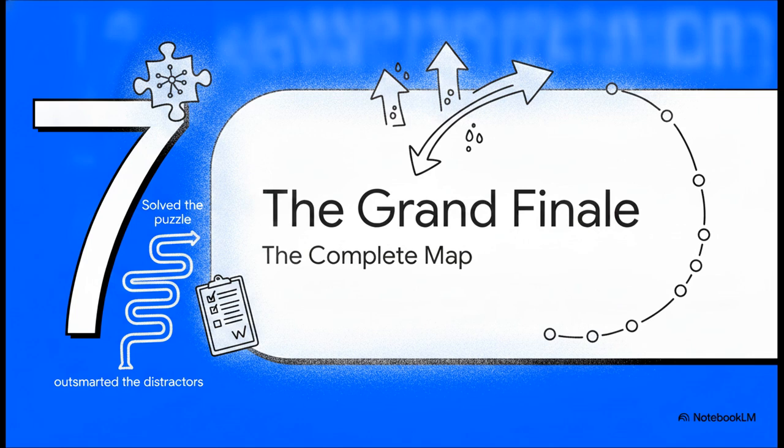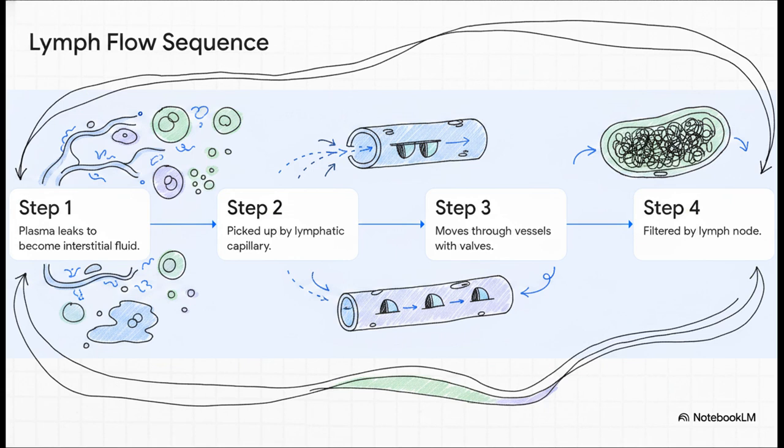The grand finale, the complete map. Let's put it all together. So, the crucial point here is this beautifully simple 4-step sequence. Step 1. Plasma leaks out of the blood capillary to become interstitial fluid. Step 2. That fluid is actively picked up by a closed-ended lymphatic capillary. Step 3. Now called lymph, it moves through larger lymphatic vessels equipped with valves to ensure it only flows one way. And finally, Step 4. Before returning to the bloodstream, that lymph is thoroughly filtered by a lymph node. The whole shebang is just an incredibly elegant, continuous loop of your body's hidden plumbing.